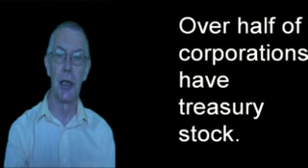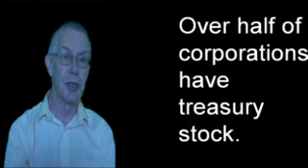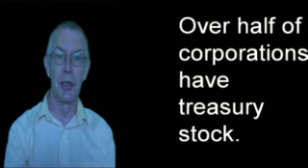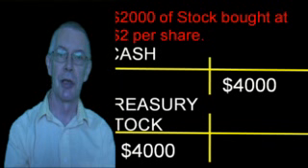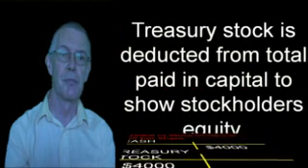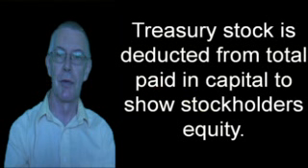Treasury stock is actually a common feature of many public corporations. Over 50% in the USA have treasury stock. How does this affect the double entries? The cash account is credited with the amount paid for the stock. A treasury account is debited with the value of the stock held. The amount is the amount paid for the stock. This amount is deducted from total paid in capital when showing stockholders' equity.